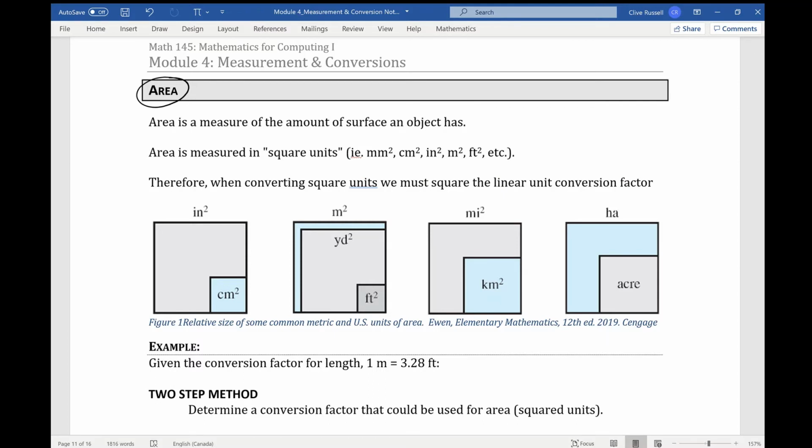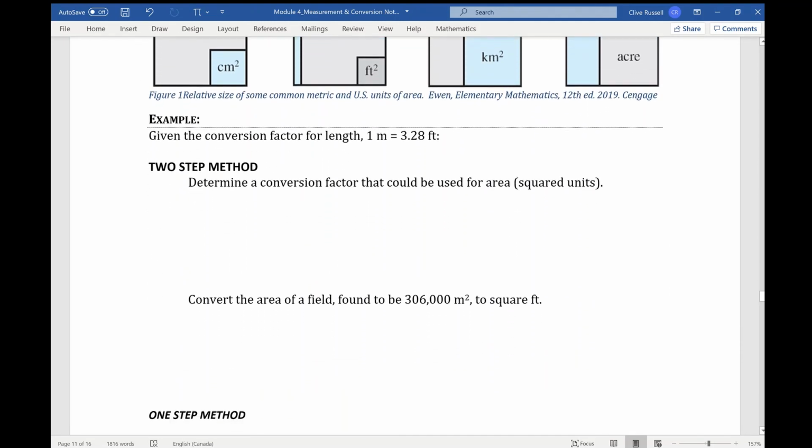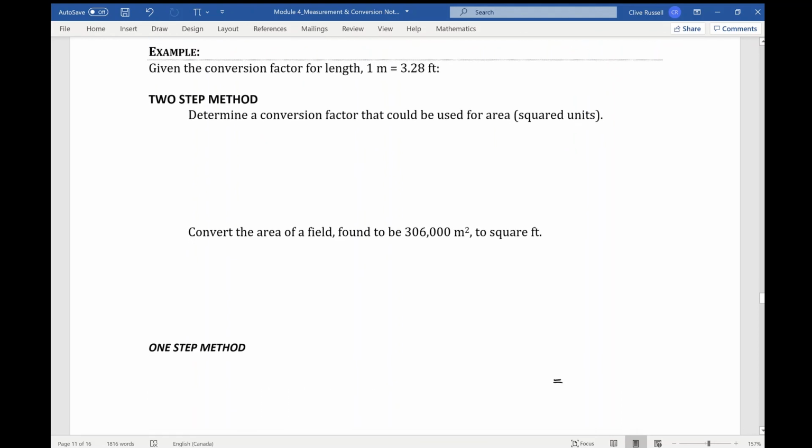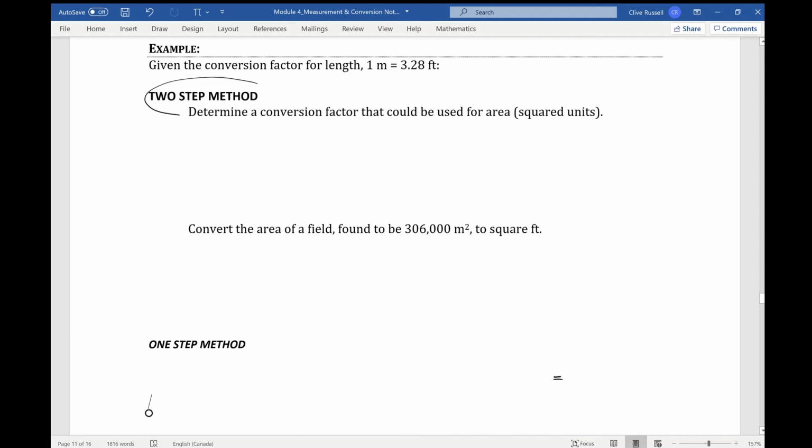We're going to be looking at conversions involving areas. Let us just jump right into an example because the method isn't going to be much different from what we've done previously. Now you see here a 2-step method and a 1-step method. I'm just going to use 1 step. It's the same thing really. Here's an example. We have 306,000 meters squared, and we want to go to square feet. Now square feet is the same as feet squared.